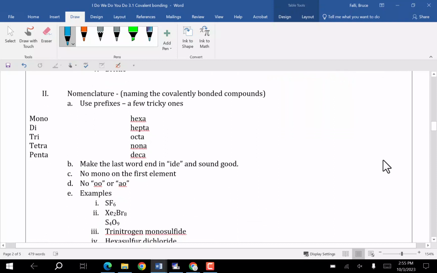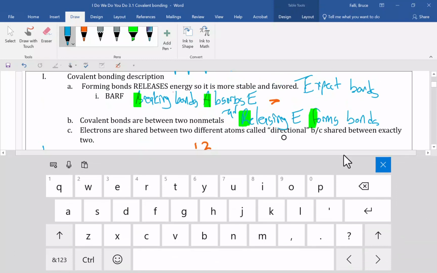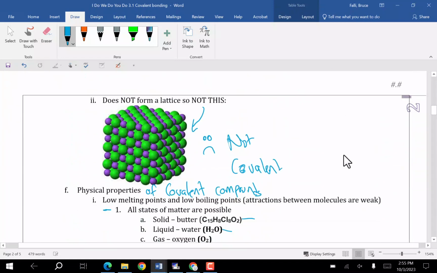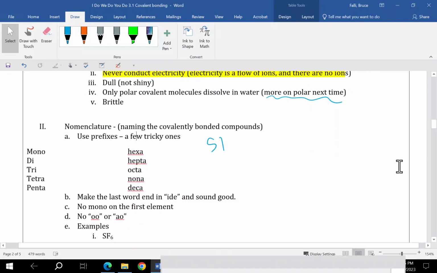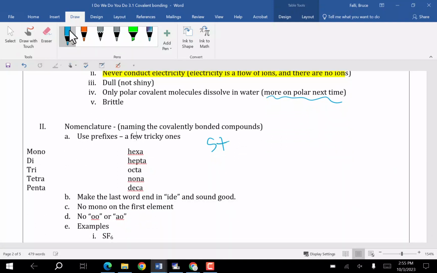Nomenclature. We're going to name covalently bonded compounds. So notice it's going to start with a non-metal.